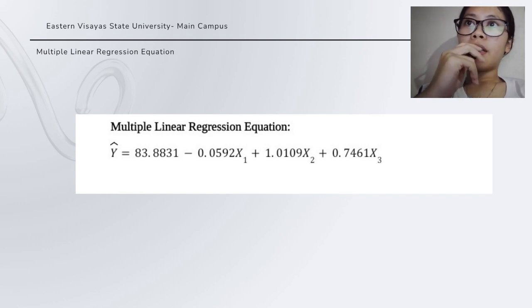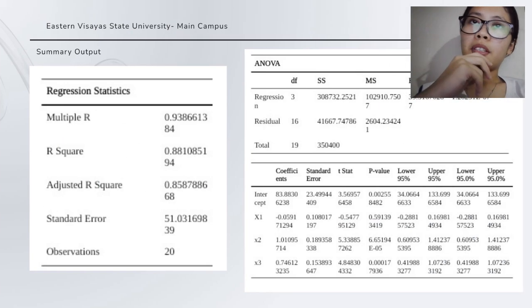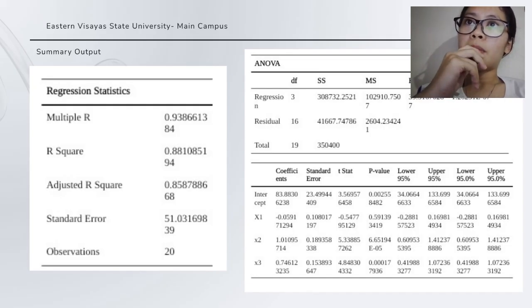So to confirm, mayroon tayong summary output. Na-compute rin natin using Microsoft Excel. Makikita natin dito ang mga coefficients, ang R squared, ang standard error, based on 20 observations. So makakuha tayo ng coefficients for x sub 1, x sub 2, x sub 3, in which we will notice na same ang variables na nakuha natin sa multiple linear regression equation. So that confirms na our computation is correct.